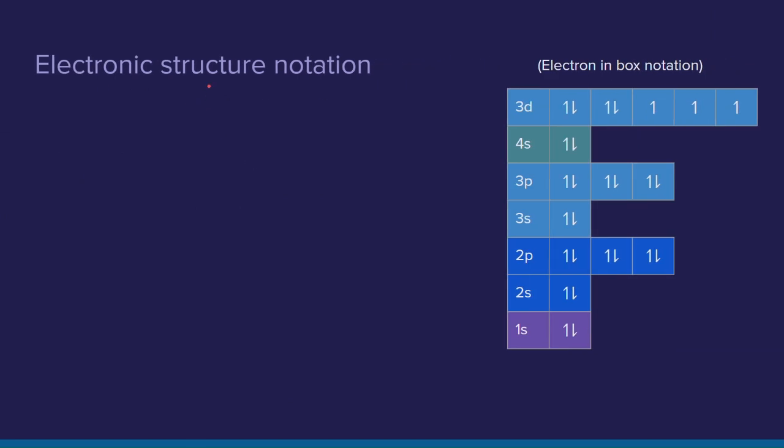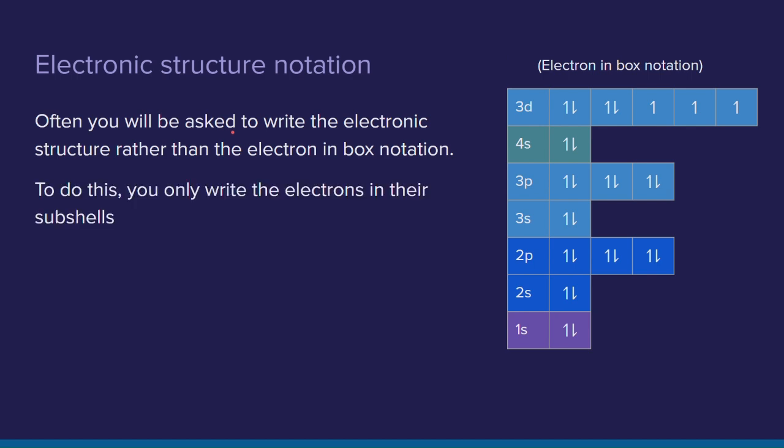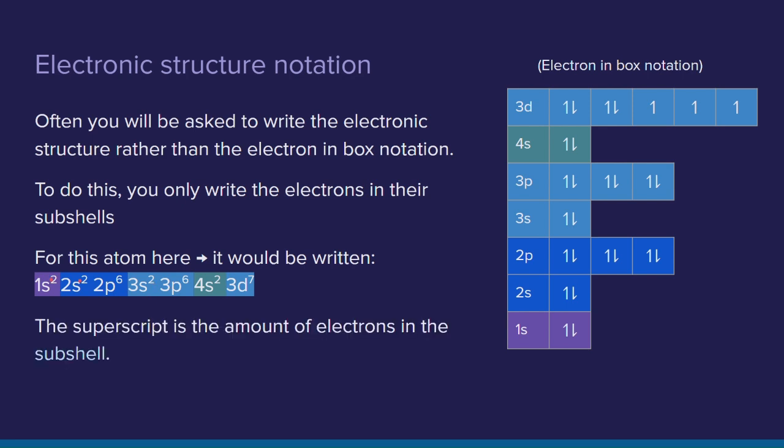So here's the electronic structure notation, which I think is also called the 1s notation. I've got this here for comparison. Often you'll be asked to write this structure rather than the electron in box notation. So to do this, you only write the electrons in their subshells. You don't need to write about the orbitals. So here it's 1s2, 2s2, 2p6, 3s2, 3p6, 4s2, 3d7. The superscripts up here are the number of electrons in the subshell. It doesn't refer to what arrows are in the orbitals at all.